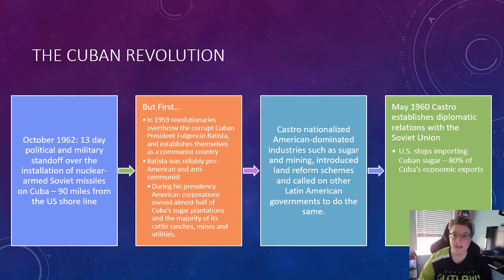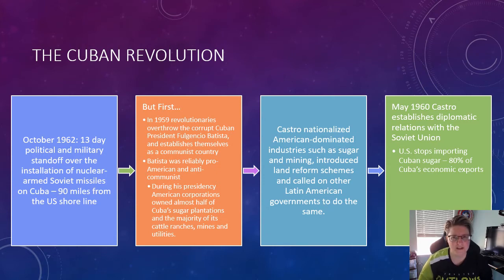Okay, so next up we are going to talk about the Cuban Missile Crisis. Now, in October of 1962, the world really seemed to be on the brink of nuclear war. And this was as the leaders of the United States and the USSR decided to engage in a very tense 13-day political and military standoff over the installation of nuclear-armed Soviet missiles on the island of Cuba.